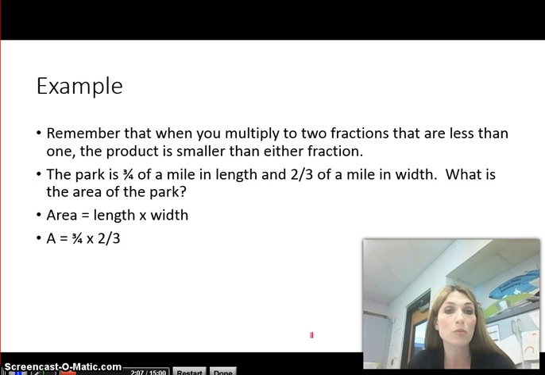So here's our example problem we're going to start off with tonight. A park is 3/4 of a mile in length and 2/3 of a mile in width. What is the area of the park? Well, we know that area equals length times width, so we are going to have to multiply 3/4 times 2/3. This is very similar to what we did during the 11-4 lesson that you did yesterday.